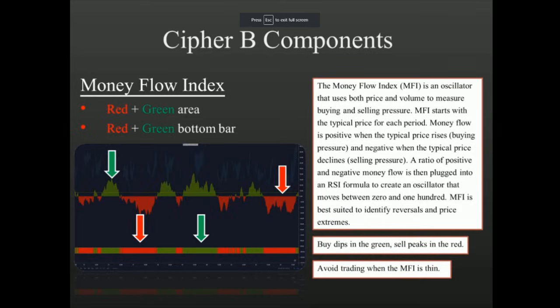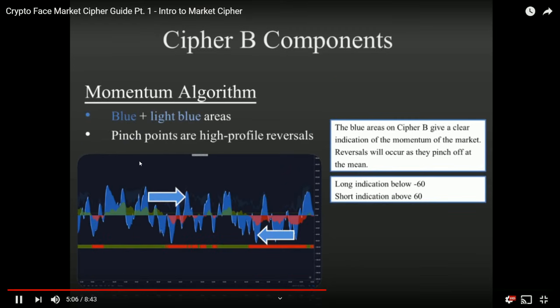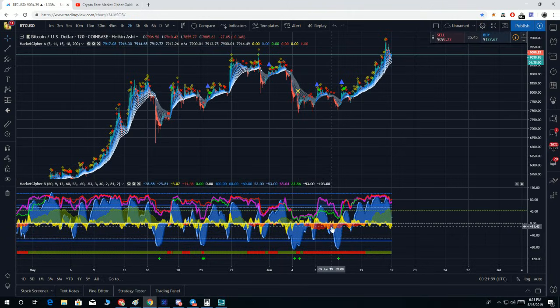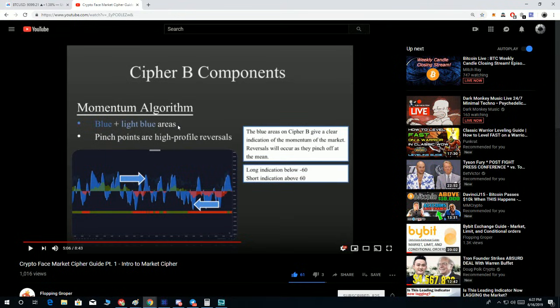Just note that every trend must come to an end, and it is in these extremely oversold environments that the green dot buy signal will most likely appear. Always avoid trading when the money flow index is thin. The second oscillator is the momentum algorithm. It is the blue and light blue area.